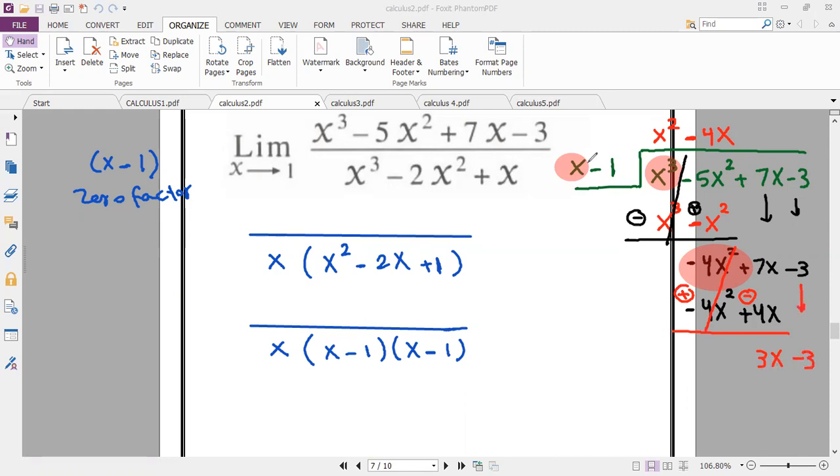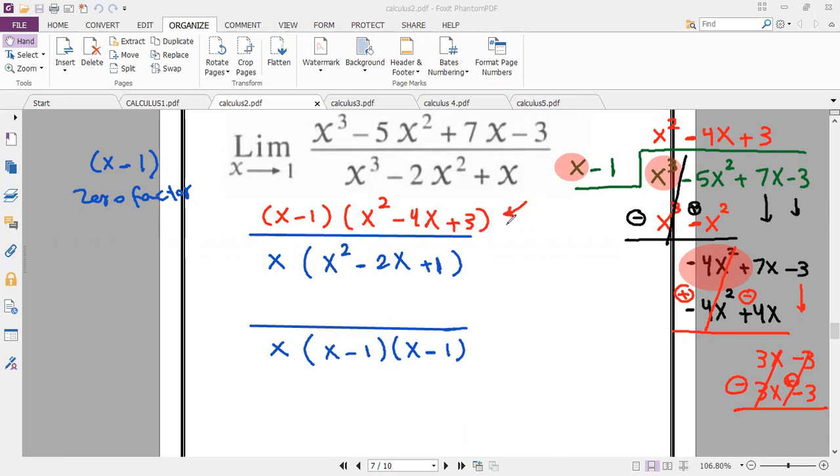Divide the first by the first. So 3x divided by x is going to be what? It's going to be 3. Then multiply by all here. 3 times x is 3x, and 3 times negative 1 is negative 3. Negative and positive cancel. I have finished. So we can write this expression as x minus 1 multiplied by x squared minus 4x plus 3.